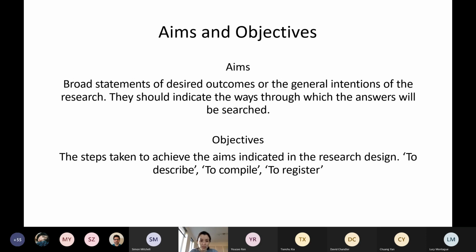I would also expect you to have a set of clear aims and objectives in your dissertation. The aim is a broad statement that tells us what this dissertation wants to do. What is this dissertation about? This should indicate ways through which the answers will be searched. The objectives are the specific steps that you will take to reach that aim. They should be measurable, and they usually start with to design, to compile, to register.